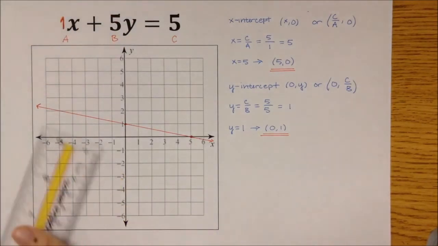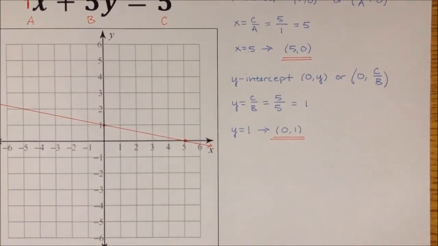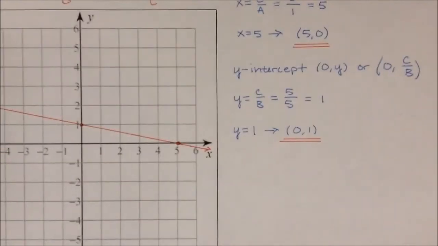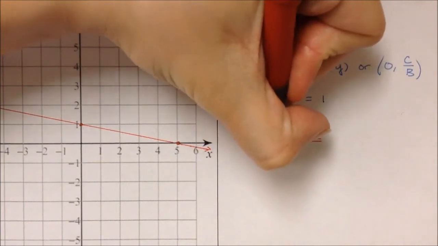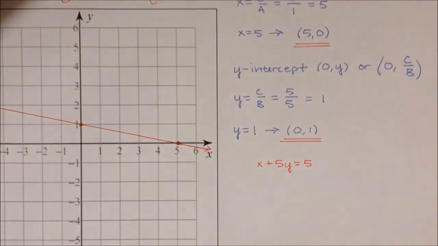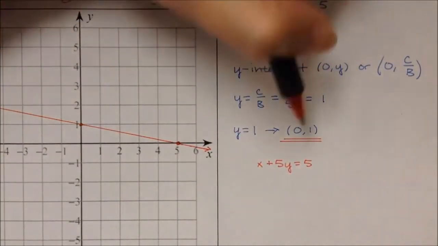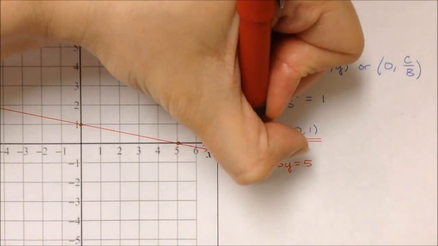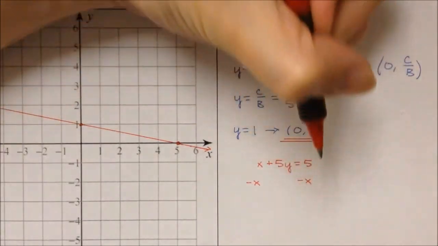Now, if I want to check, I can convert it into slope-intercept form. So, let me write out the standard form. X plus 5y equals 5. And if I want to get 5y by itself, I need to cancel out the x, get rid of it. So the opposite of positive x will be minus x on the left, therefore minus x on the right.